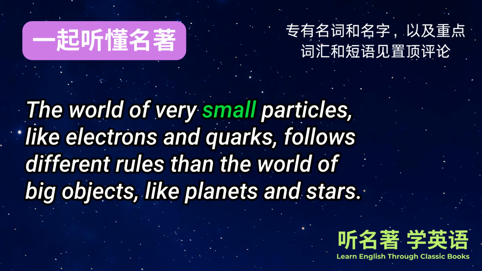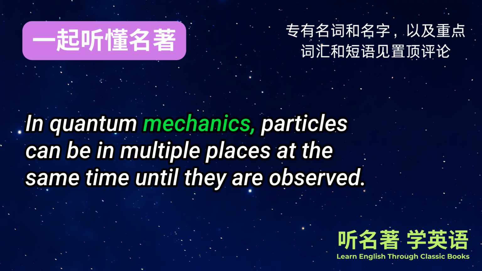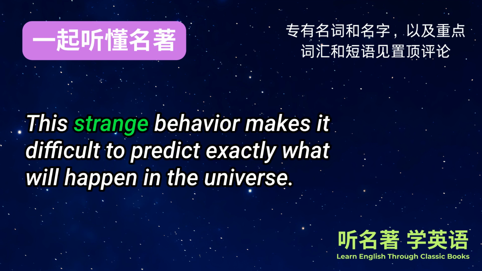The world of very small particles, like electrons and quarks, follows different rules than the world of big objects, like planets and stars. In quantum mechanics, particles can be in multiple places at the same time until they are observed. This strange behavior makes it difficult to predict exactly what will happen in the universe.